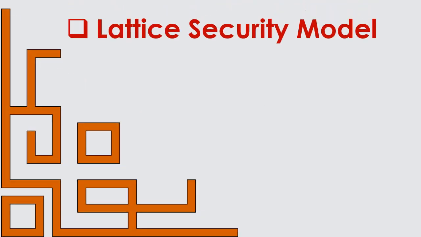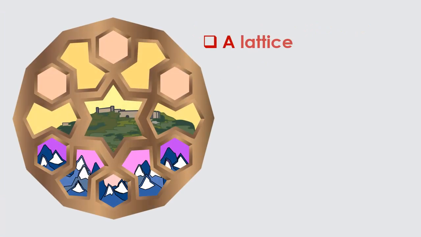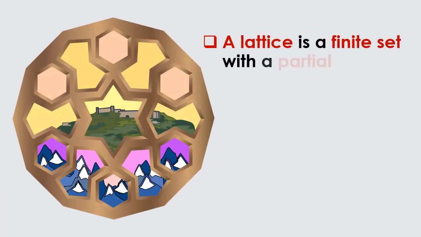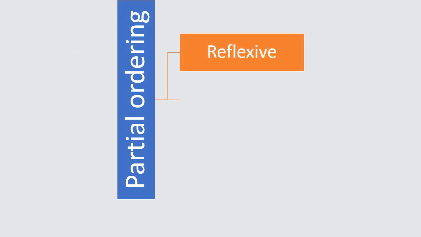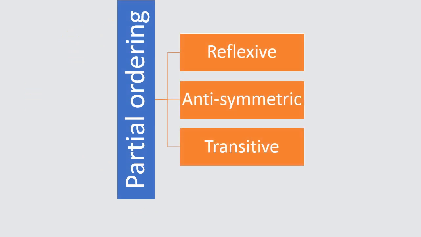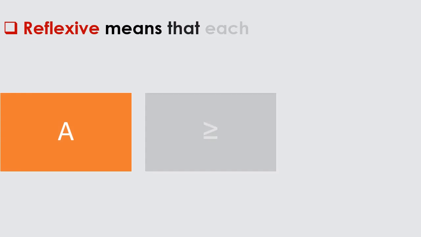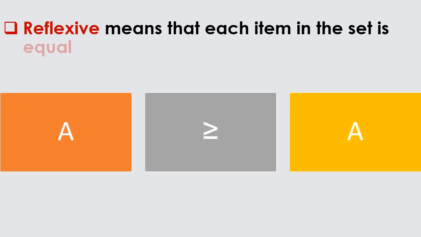Lattice security model. A lattice is a finite set with a partial ordering. A partial ordering is reflexive, anti-symmetric, and transitive. Reflexive means that each item in the set is equal to itself: A greater than or equal to A.